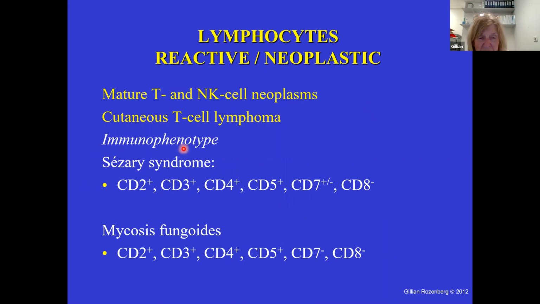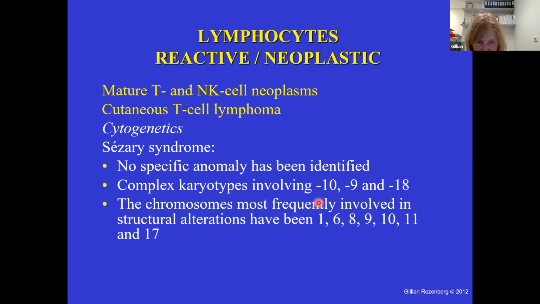So to differentiate between the two, Sézary syndrome and mycosis fungoides, is best done with immunophenotyping. You can see that when you come to CD7 in the Sézary syndrome is positive/negative, where it's negative in mycosis fungoides. And these are both negative, CD8 are both negative. So you really need to look at your CD7 to differentiate 100%.